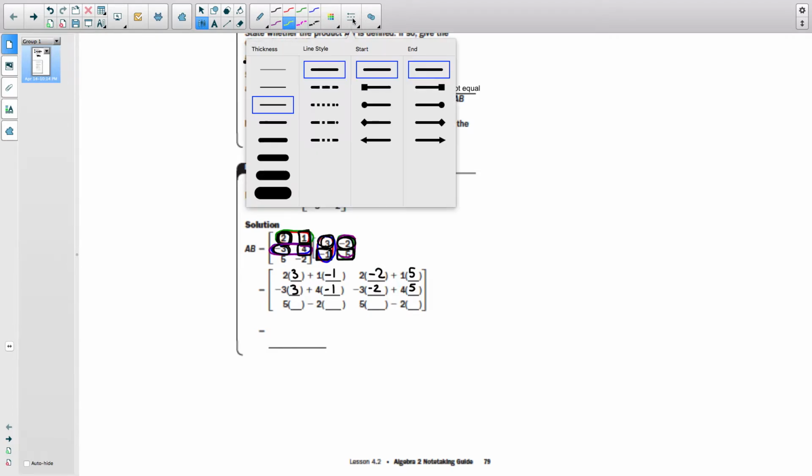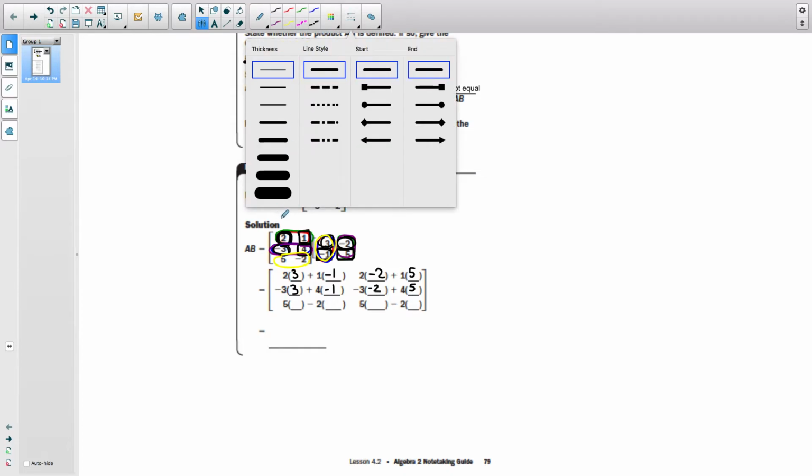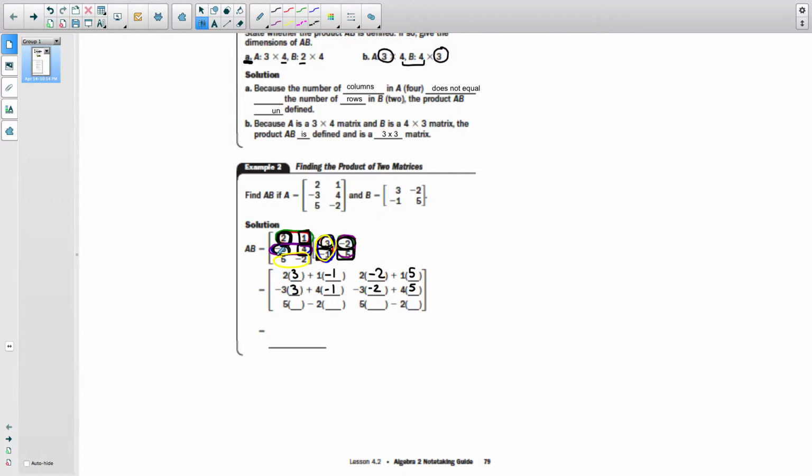Okay, so now we move on to the last row. So that's going to be 5, -2. All right, so it's going to be 5, -2 times the first column. So again, first entry of the row by the first entry of the column. So 5 times 3. All right, and then second entry of the row times the second entry of the column. So that would be -2 times -1.